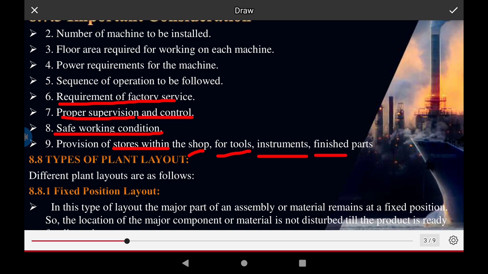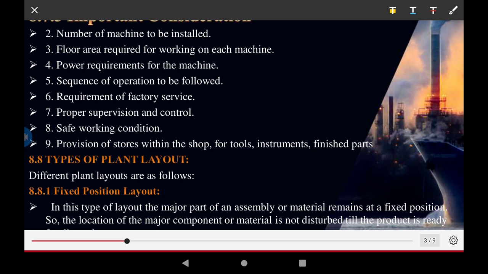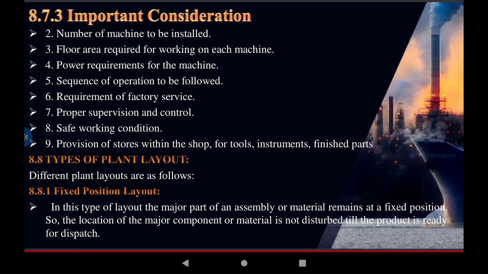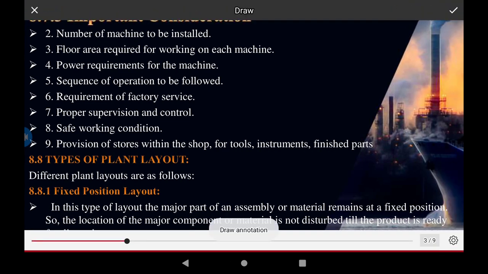Okay, the types of plant location. This is the most important industrial engineering application. The types of plant layout. The different plant layouts are as follows. A fixed position plant layout. This is the fixed position plant layout.